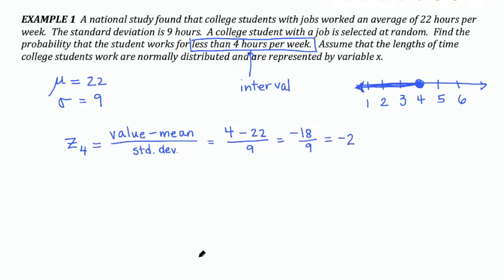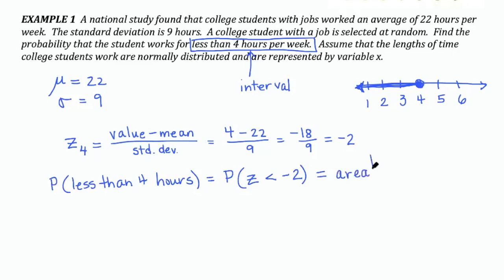So a z-score of -2 corresponds to 4. So I want to know the probability. I was originally asked to find the probability that a student chosen works less than 4 hours. That is equal to the probability of their z-score being less than -2. I can now find this probability by going to find the area from the standard normal table.